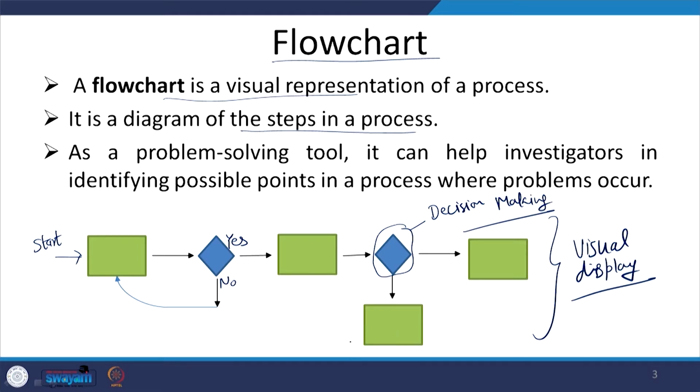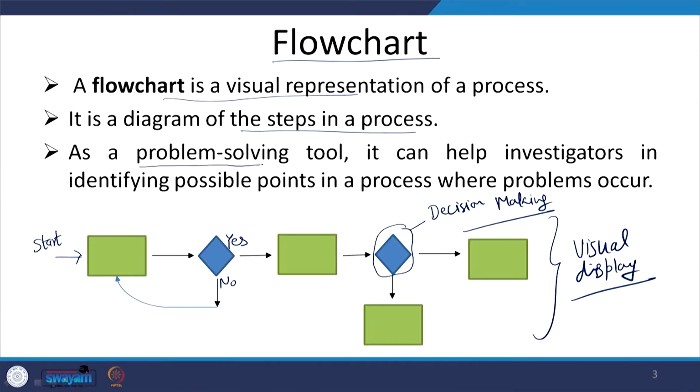Whatever the activities are, we are not discussing them, because it is more like a generic kind of flow chart. But when you have this clarity of how different processes are taken one after another, only then will you be able to diagnose the system properly. If you do not have this clarity, then it is not going to help you in diagnosis. So, this is more like a problem solving tool. It can help investigators in identifying possible points in a process where problems occur.